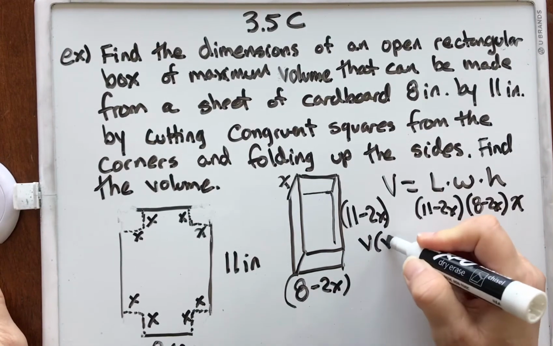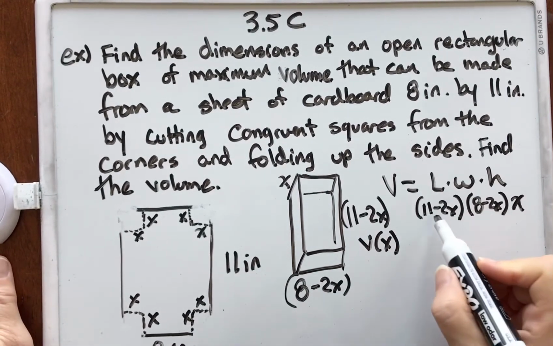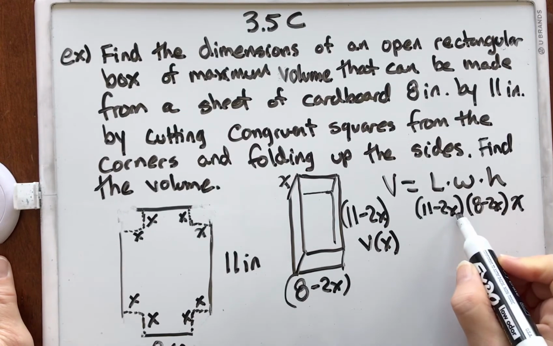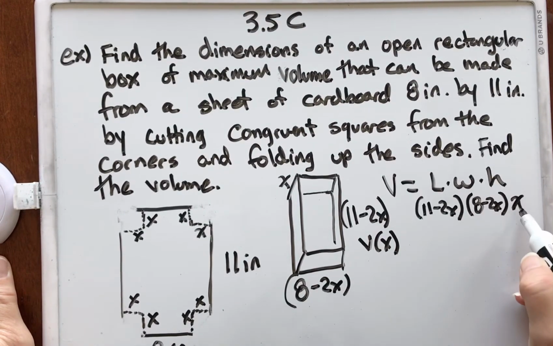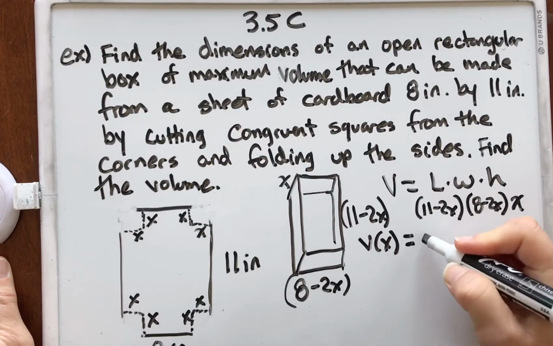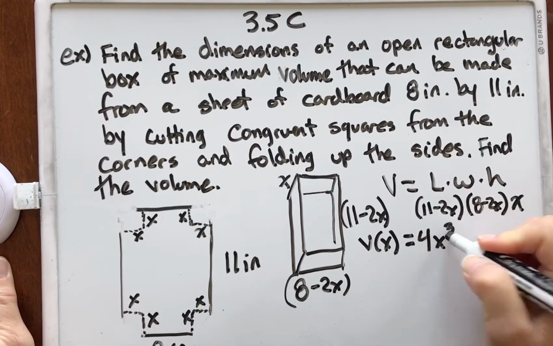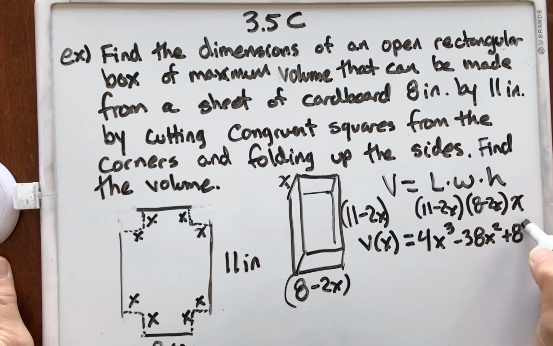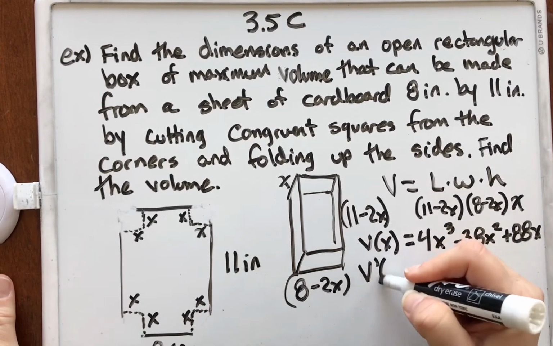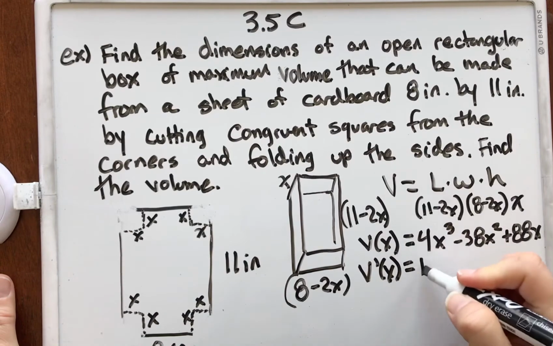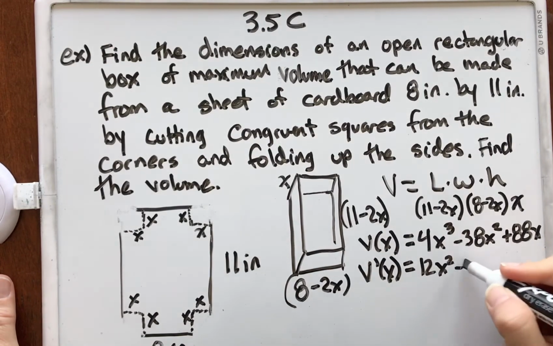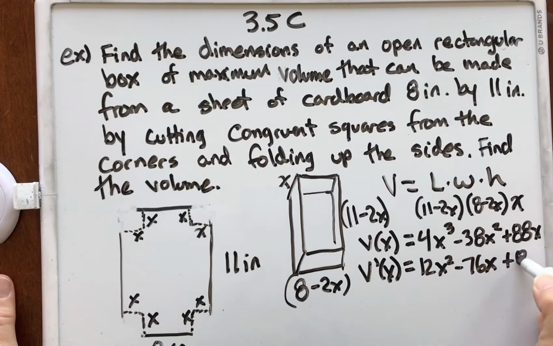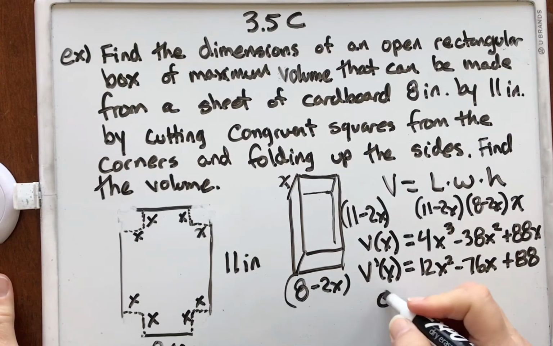Okay, so I'm going to call this V of x. After we multiply this with this, we'll FOIL. Then we distribute our x, and our end result will be 4x cubed minus 38x squared plus 88x. To find the maximum volume, we're going to take the derivative of the volume, and we get 12x squared minus 76x plus 88. Now we set that to 0.